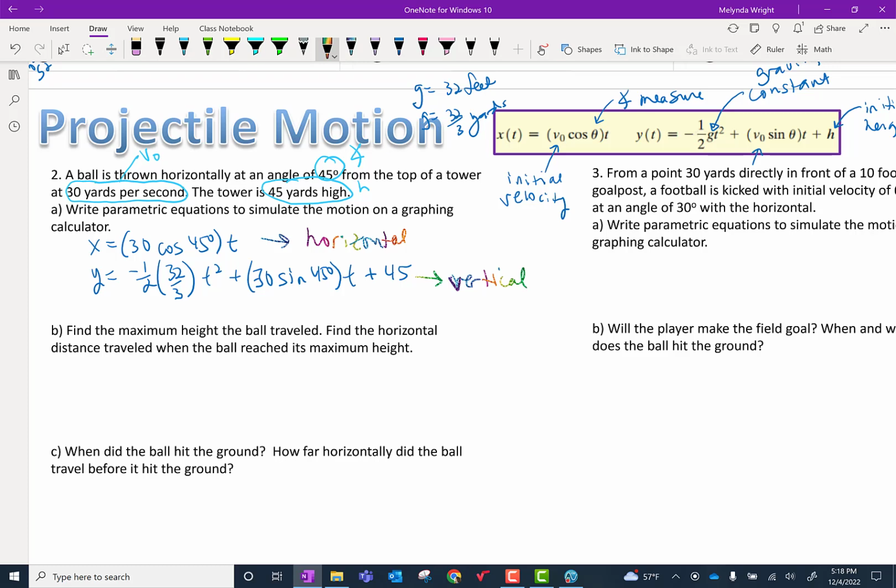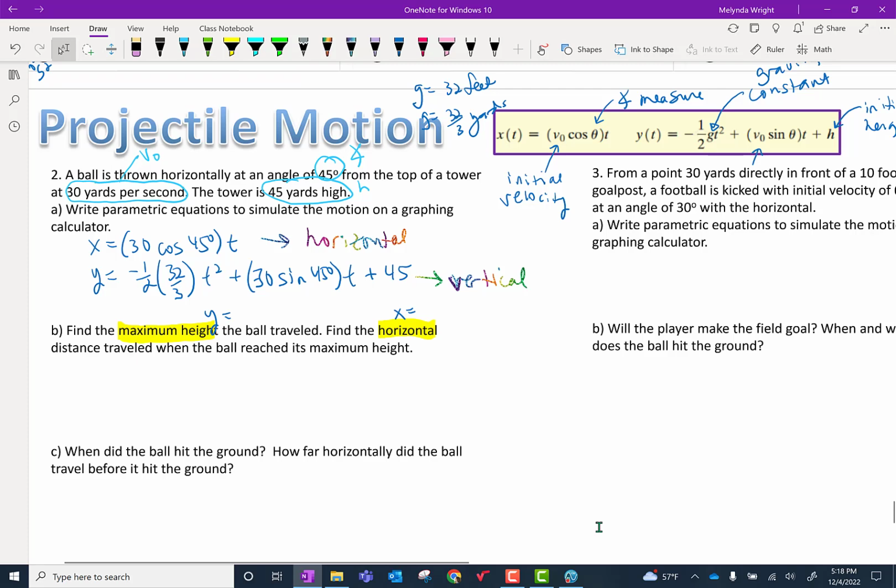So when we want to find the maximum, let's highlight some things we're going to work with. If we want maximum height, we're going to need to use the Y equation, because that's vertical height. If we want to find the horizontal distance, we're going to use the X equals equation. Okay, great. So we're getting an idea of what we're doing. Let's stop there and work on part B. We want maximum height and horizontal distance when it reaches the maximum height.